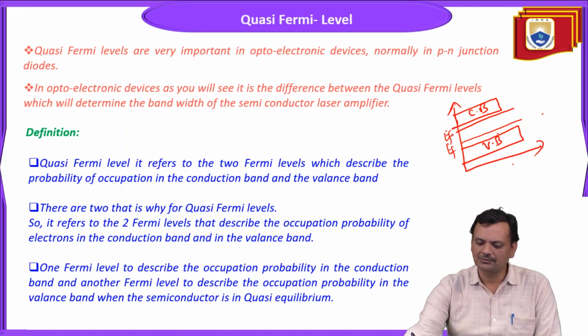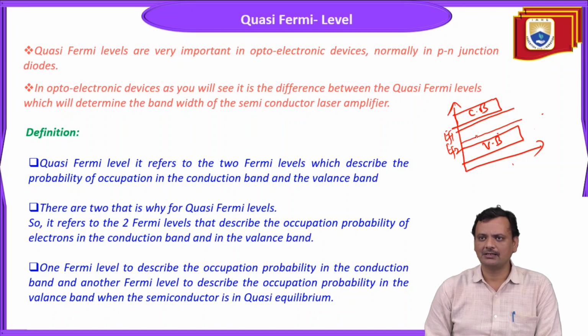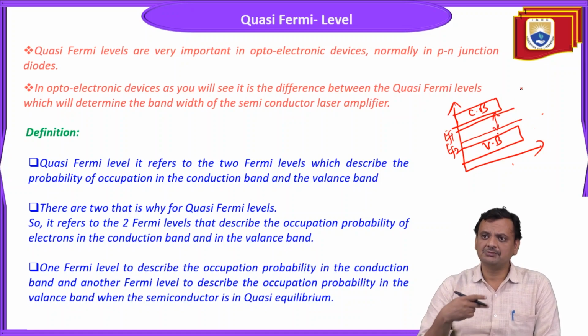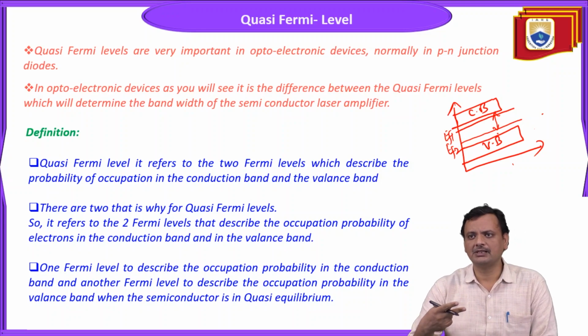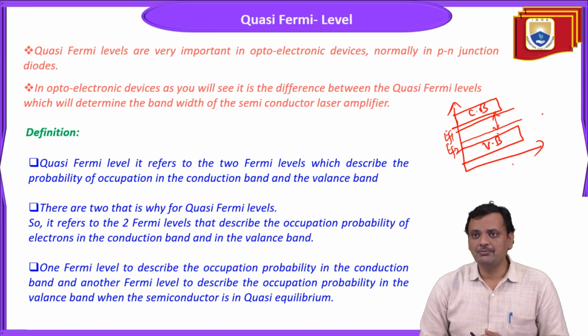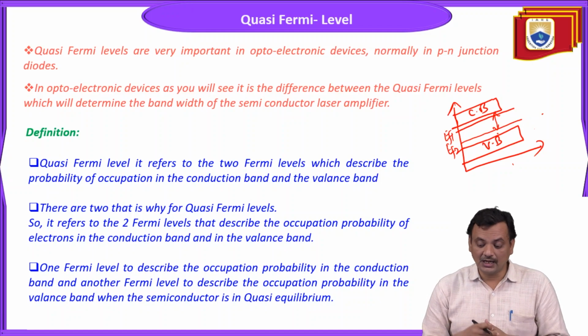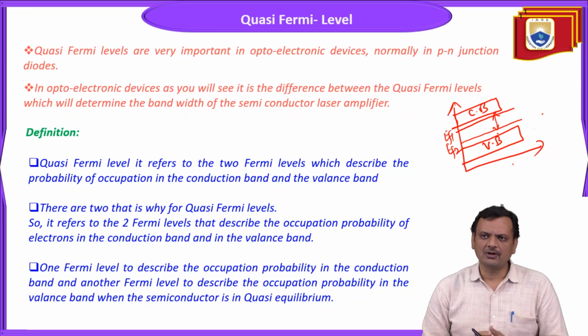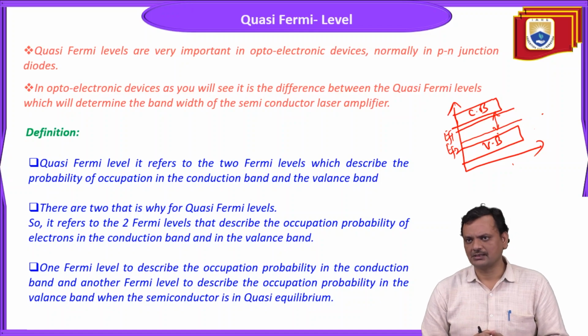So let's suppose this is the first quasi Fermi level. This is the second quasi Fermi level. So the difference between these two Fermi levels will be very, very helpful for device application, device characteristics. It will amplify the performance of optoelectronic devices or semiconductor devices. Okay.